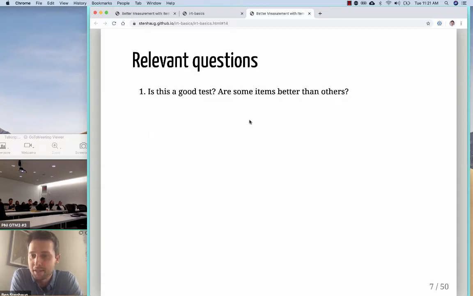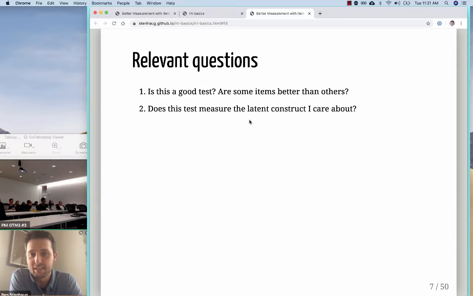Questions come up during this process. Is this a good test? Which basically means, is this test related to the latent construct I'm interested in? Are some of the items better than others? As a teacher, I wrote a test of 40 questions. Maybe 5 of them actually are the best questions. Maybe I should just ask my kids 5 questions and then we can move on with our day, because those 5 questions give me a good assessment of the measure.